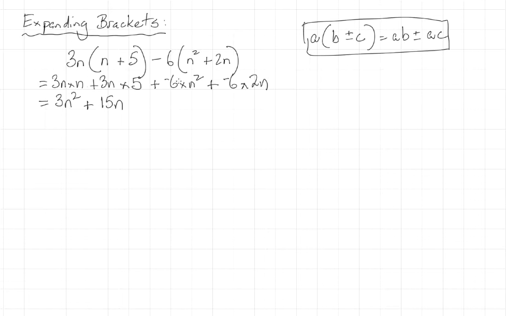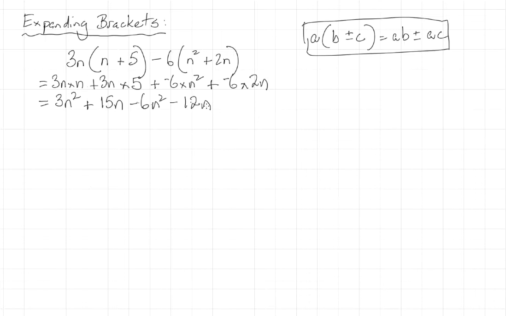Then plus. Now -6 times n squared is -6n squared. So we're adding -6n squared. Adding -6n squared is like taking 6n squared. And likewise with this last one, we've got plus -6 times that will be like plus -12n. Adding -12n is the same as taking 12n.